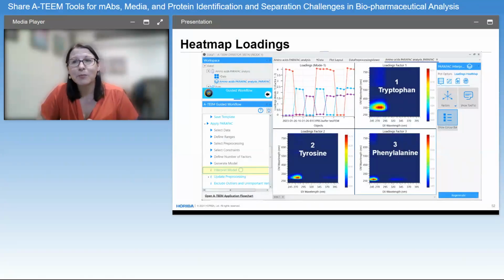But loadings can also be displayed in either spectra for modes 2 and 3 that we saw before, or in a heat map. And so here, if you look at the loadings for factors 1, 2, and 3, you can see the pure components for tryptophan, tyrosine, and phenylalanine that are used in the model, or sorry, resulting from the model.